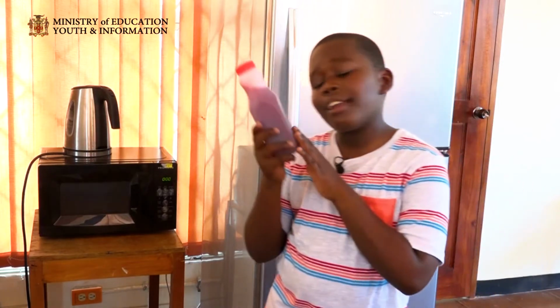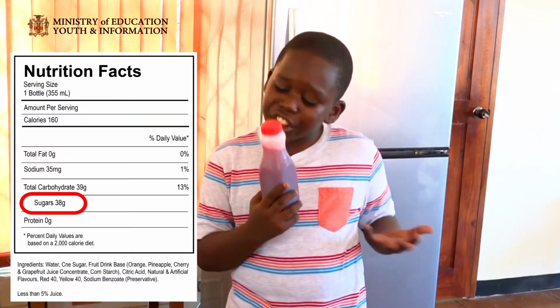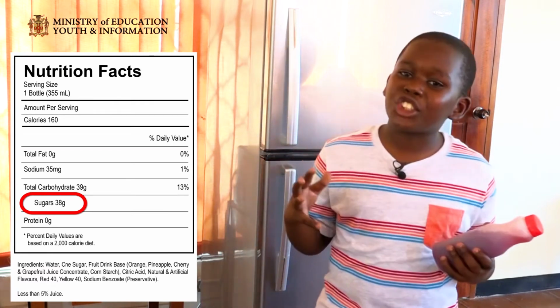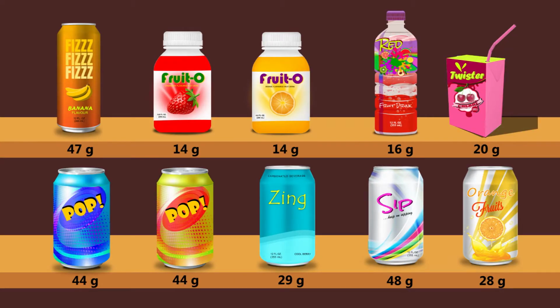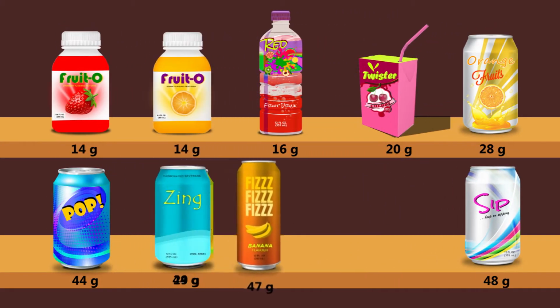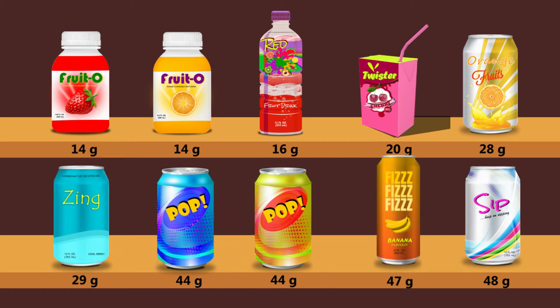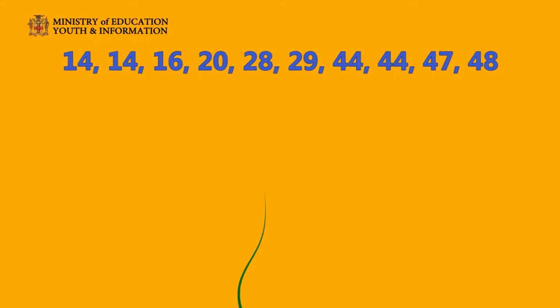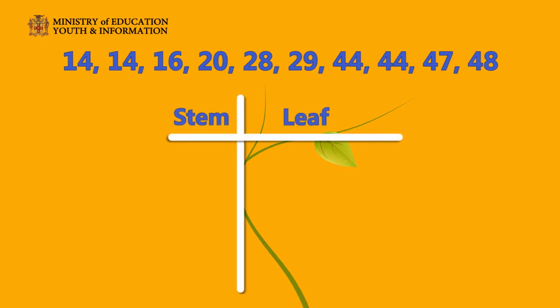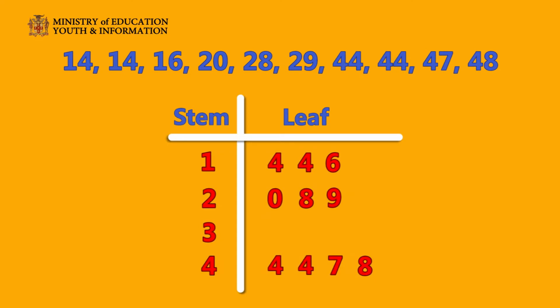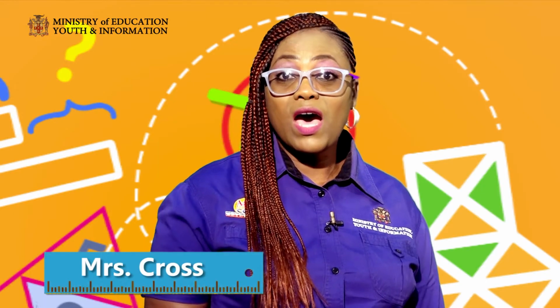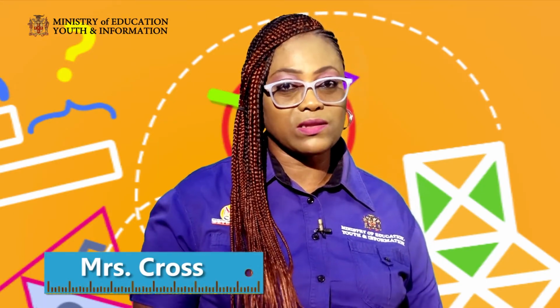So first, I looked at the sugar content in each drink, which is measured in grams. And then I placed the drinks in ascending order of grams. After that, I plotted the grams of sugar for each drink in a stem and leaf plot. Now, I could see more clearly the number of drinks and their sugar content. Now, let us examine James's stem and leaf plots.